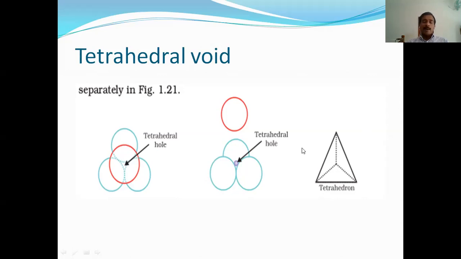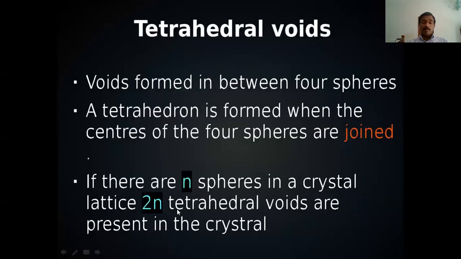And if there are n spheres, there are 2n tetrahedral voids. So what are the important points related to tetrahedral voids? Voids formed in between four spheres. When you join the centers of the four spheres, a tetrahedron is formed. And if there are n spheres in a crystal lattice, 2n tetrahedral voids are present. N spheres means n particles, the total number of particles.